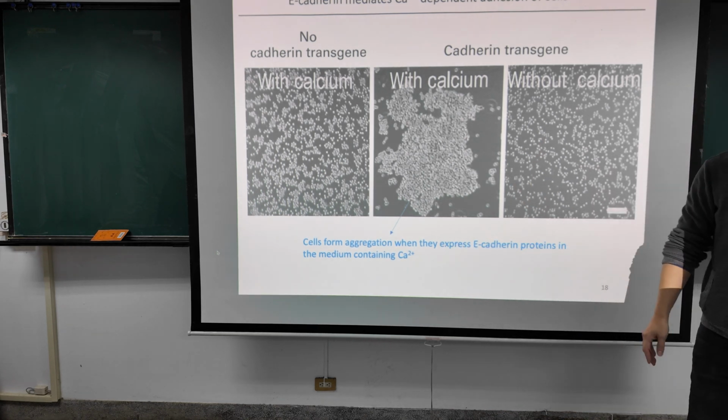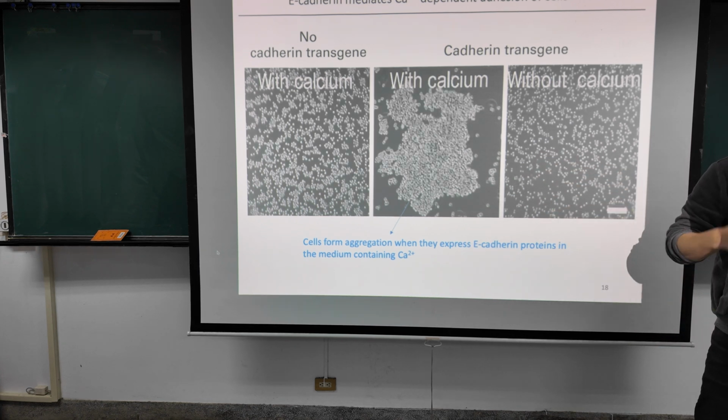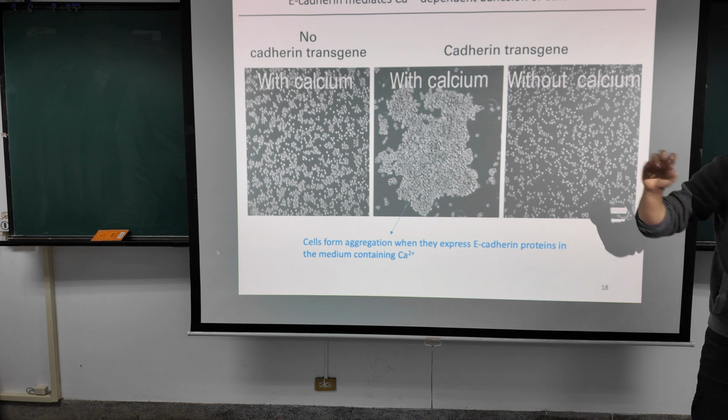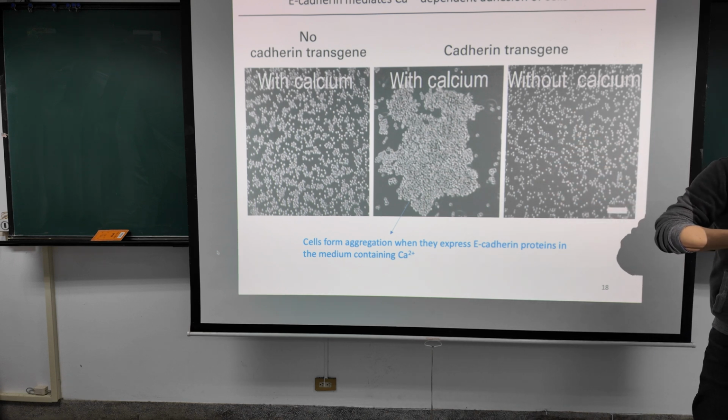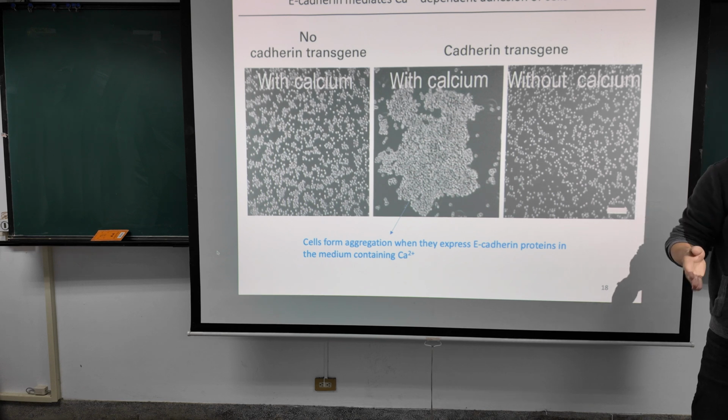The other way, you can use EGTA or EDTA, which is a calcium chelator that binds to calcium and blocks its function. Without calcium, a lot of CAMs cannot interact with each other, and the cell will easily become a suspension. In that case, you don't need to digest your surface protein.